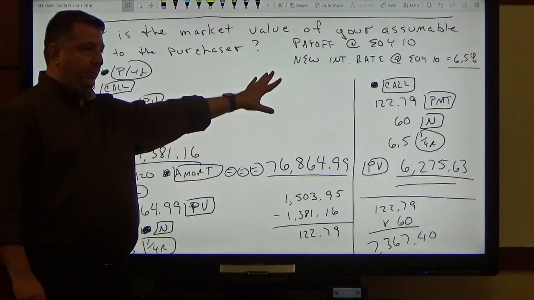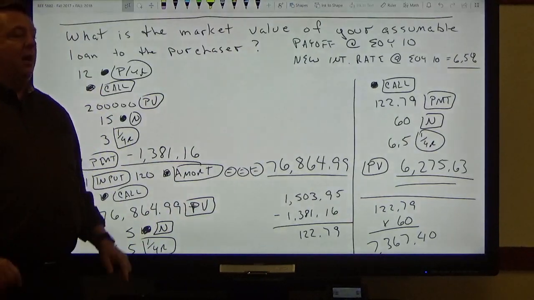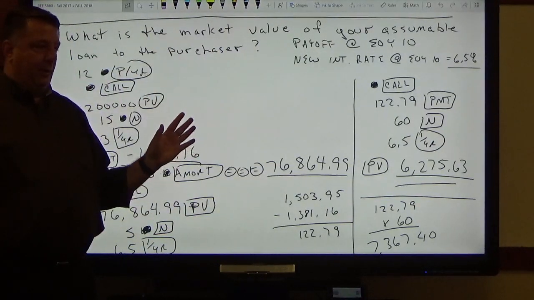Right. So the value of the assumable loan is the present value of the loan. Correct. Not of the property. I got you. Okay, okay.